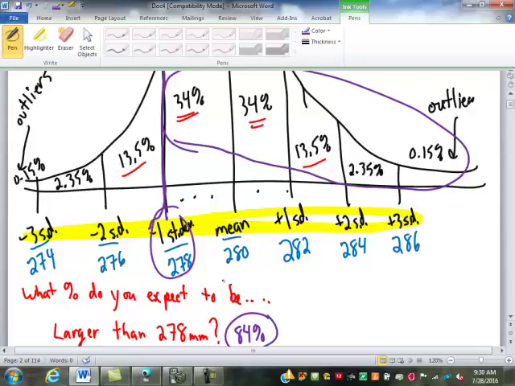Everybody see where that 84 comes from? Any questions on it? I'm just going from my 278 and adding up all the percents that are on the larger side of it.